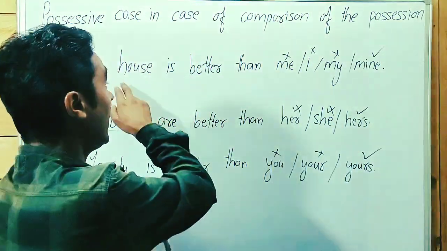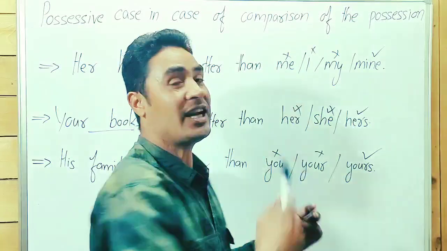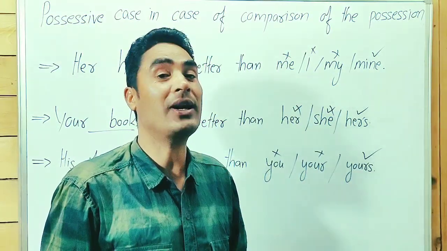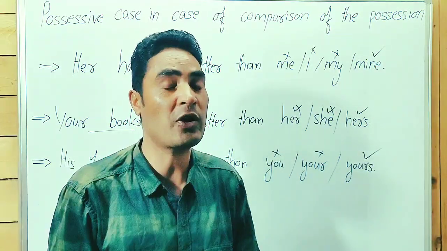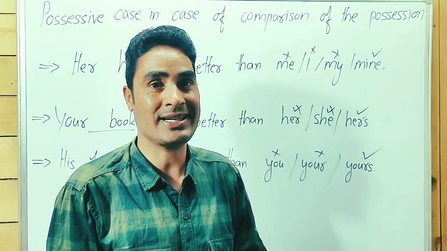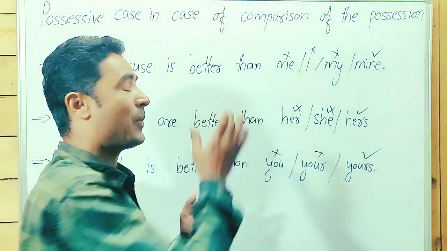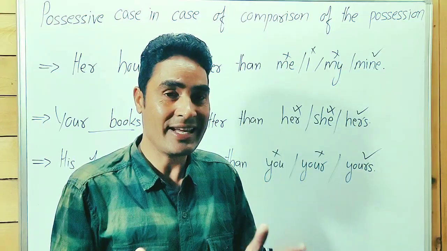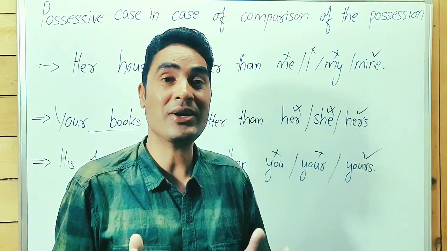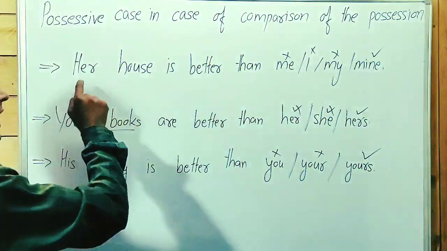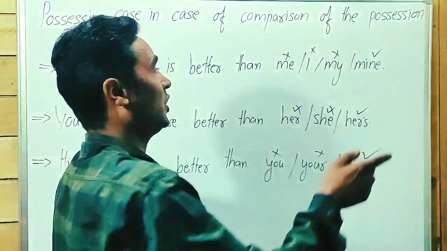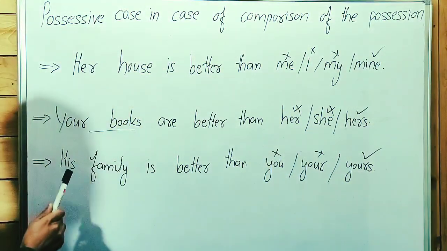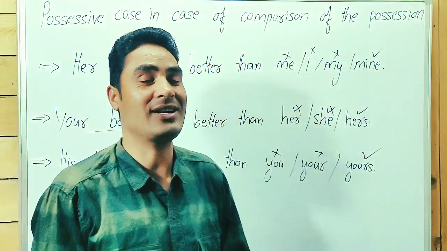Guys, point to be noted. Her house is better than my house will also be incorrect. In formal English it's correct, but from an examination point of view, this is an incorrect sentence. Why? Because repetition of a noun is incorrect in English. We don't say her house is better than my house. Mine will be the correct one. Your books are better than hers. His family is better than yours.